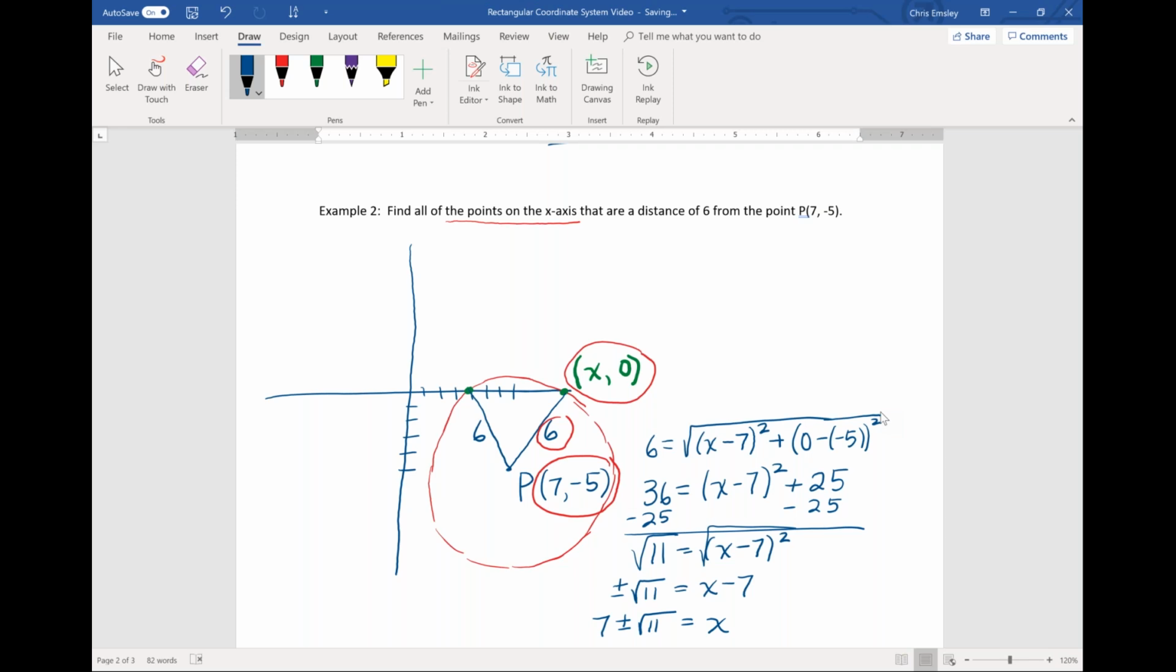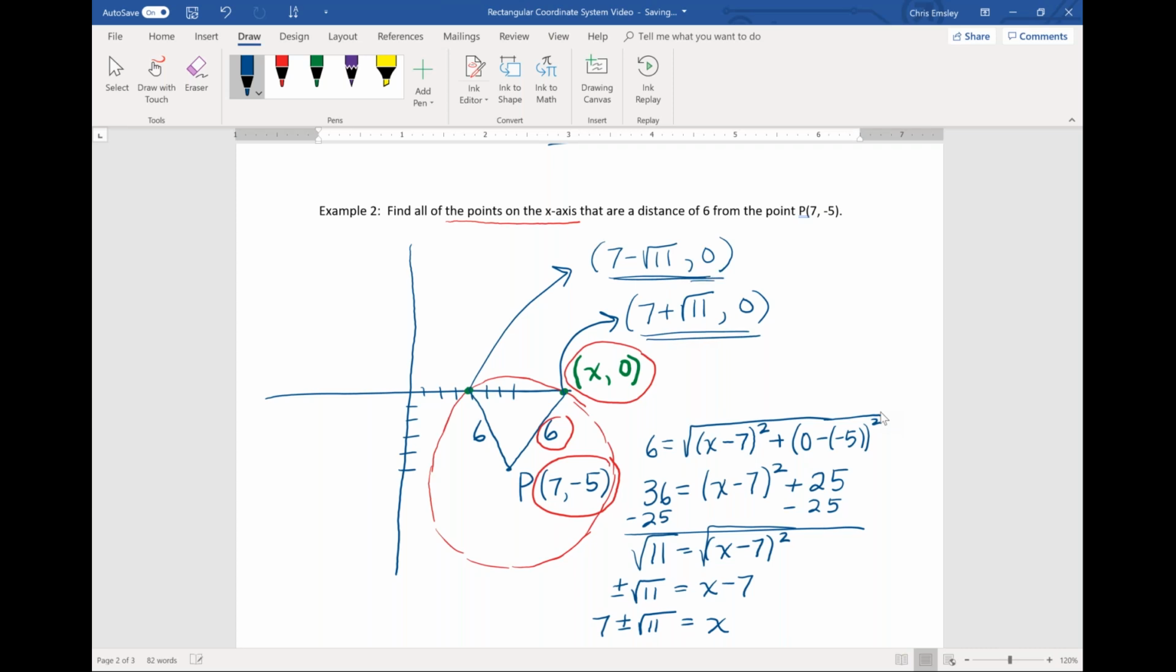And what that means for our 2 points that we labeled up here on our graph, one of these is going to be (7 minus the square root of 11, 0). So that's the x coordinate that we just found. And the other one is (7 plus the square root of 11, 0). Okay, we typically want to leave our answers in that radical notation. We call that exact notation.